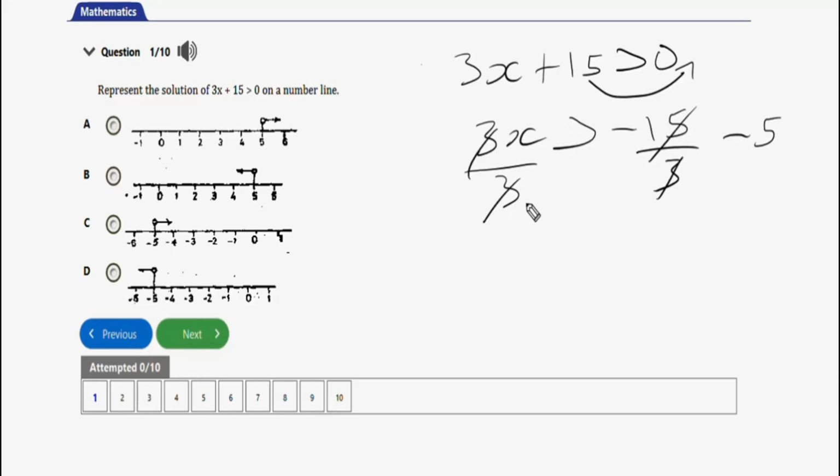So to represent x is greater than negative 5 on the number line, the right option here will be option C. Okay, x is greater than negative 5. Even if x were less than negative 5, the right option would have been option D, but in this case the right option is option C. Okay, so that is for this question. Let's wipe this now and solve the next repeated question.